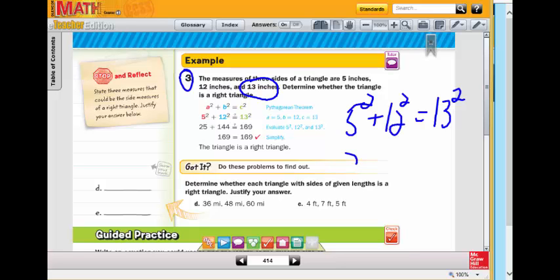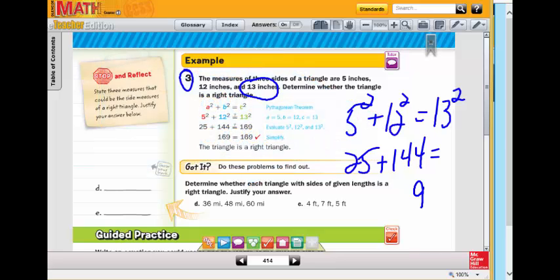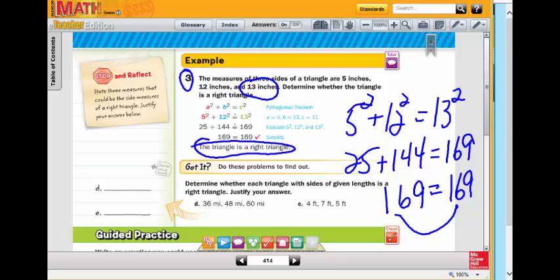Well, 5 squared is 25 plus 12 squared is 144. And we can take a look at that, and we could say that this plus this is 9, 4 plus 2 is 6, and we're at 169, and then 13 squared, aha, that is indeed 169. And therefore we can say, because this equals this, yes, this is a right triangle.